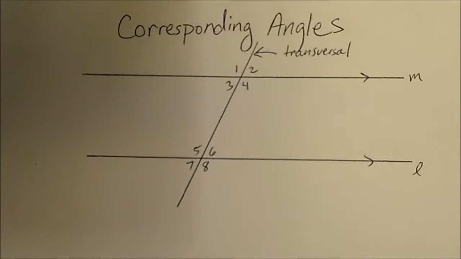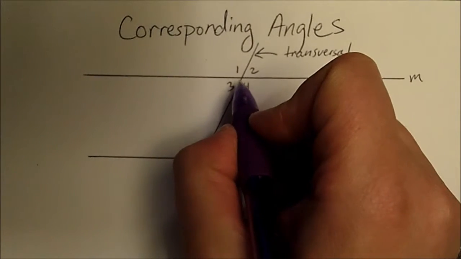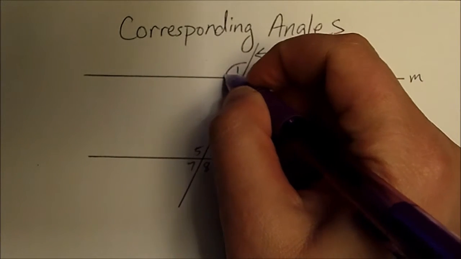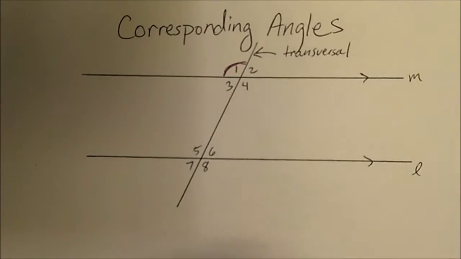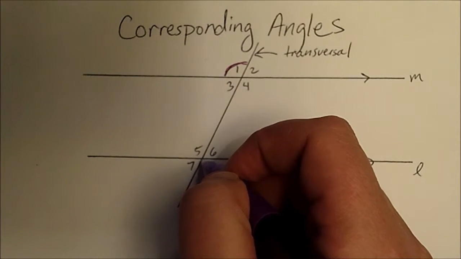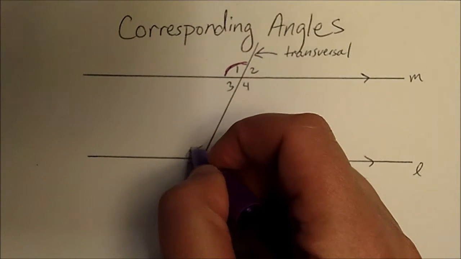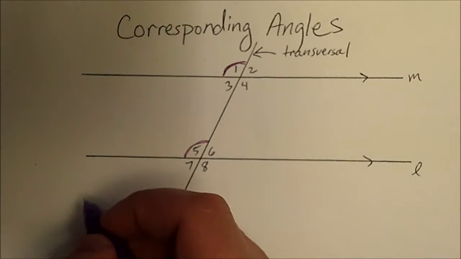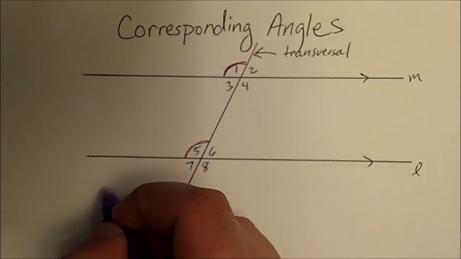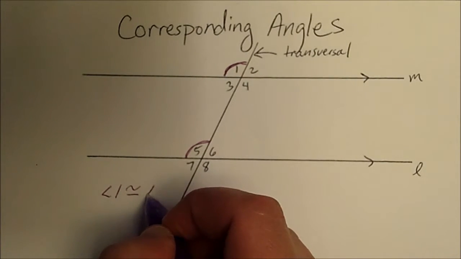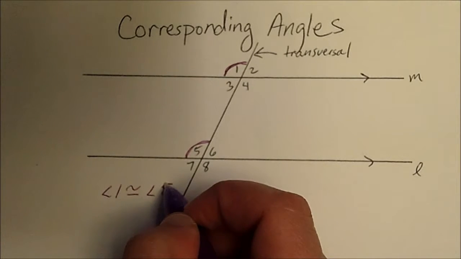So if you're looking at corresponding angles, you're taking the first junction, the upper left-hand side. So looking at angle 1, and then we go down and we look at the upper left-hand side again, and that's angle 5. So those are corresponding angles, and corresponding angles are congruent. So angle 1 is congruent, with this little tilde, to angle 5.